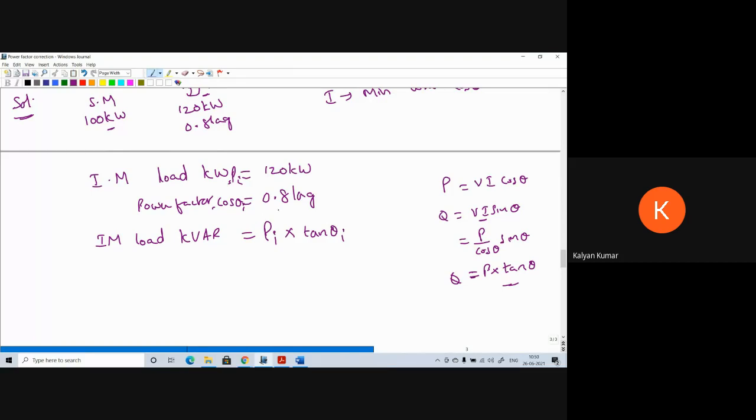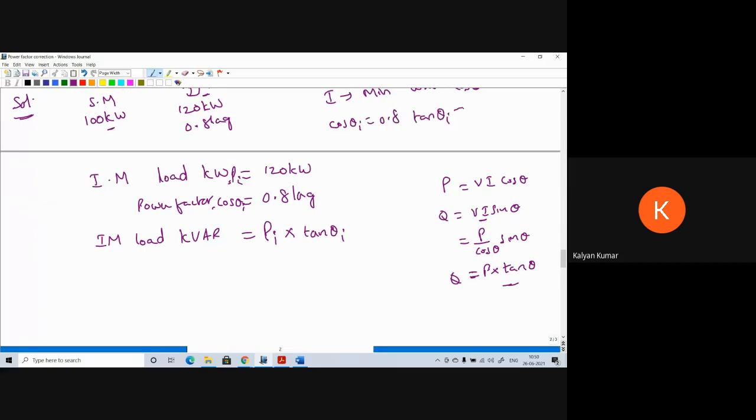So if cos theta I equals 0.8, what is tan theta I? Theta equals cos inverse of 0.8, which is 36.86 degrees. Tan 36.86 is 0.75, approximately 0.74.